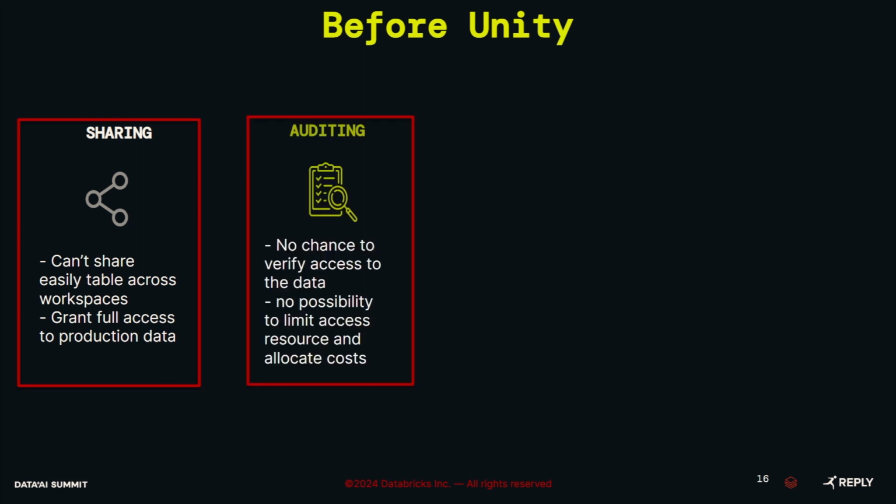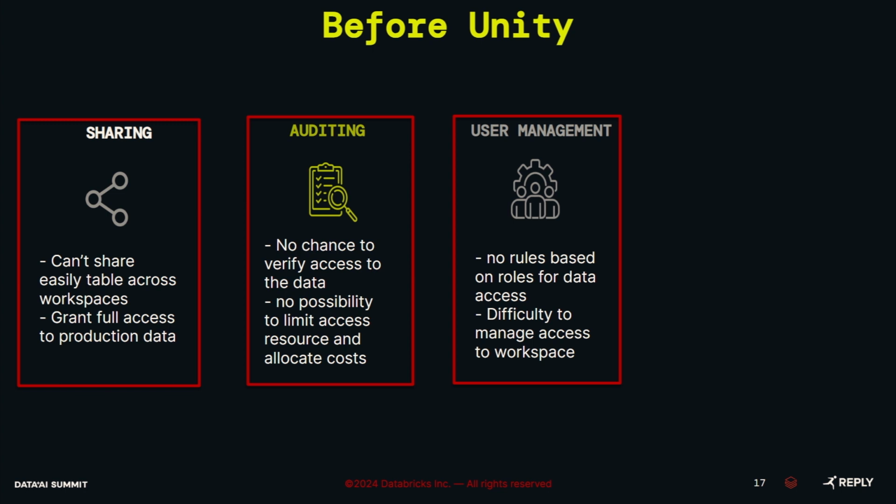The second part is the audit. The inability to understand who, how, and what data was accessed made resource monitoring impossible in most of the cases, and this prevented accountable costs to the different domains. Then the user management. It is very difficult to manage hundreds of users in the whole platform. No chance to prevent access to the different workspaces and no role-based access control.